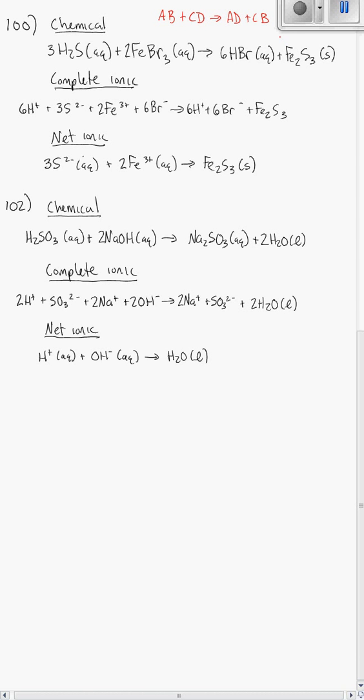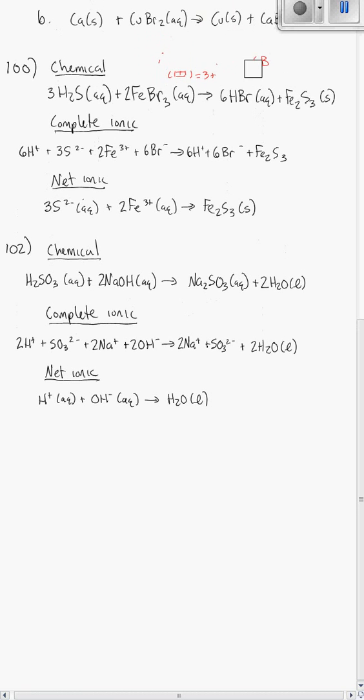So again, you're told iron 3, that Roman numeral 3 means that iron has a 3+ charge. So if iron has a 3+ charge, you need 3 bromines, which have a 1- charge, to cancel it out. This is an ionic compound. Okay, so we've got our two reactants here.